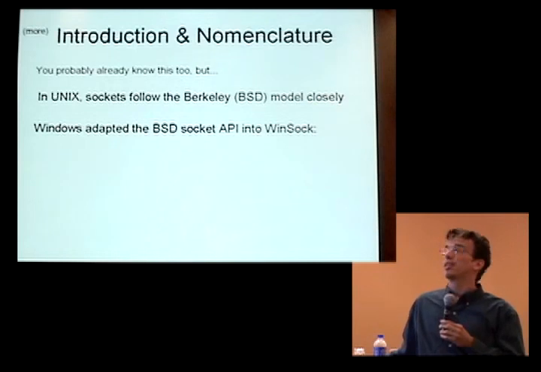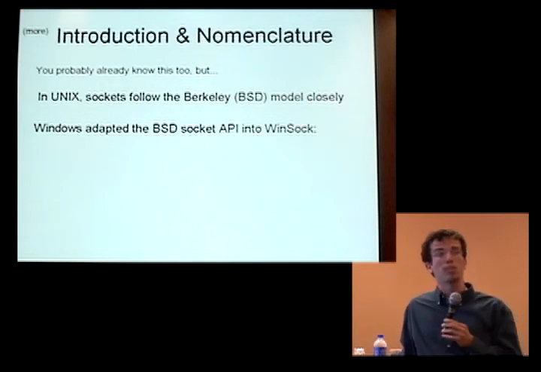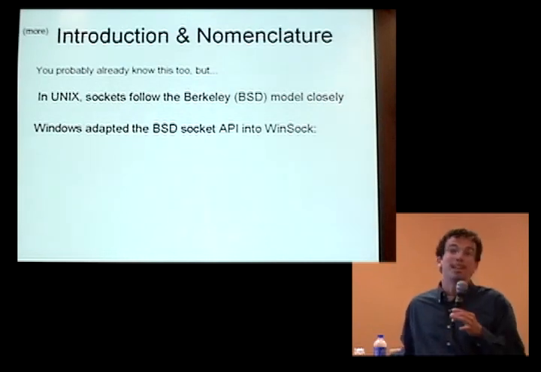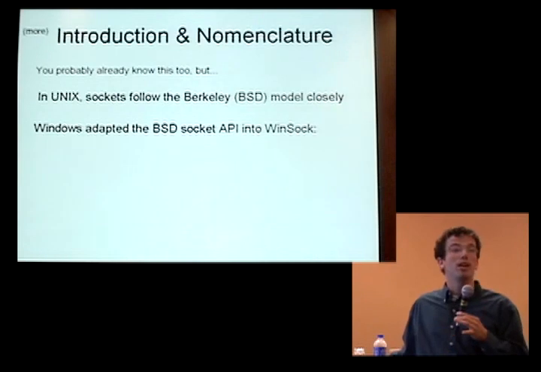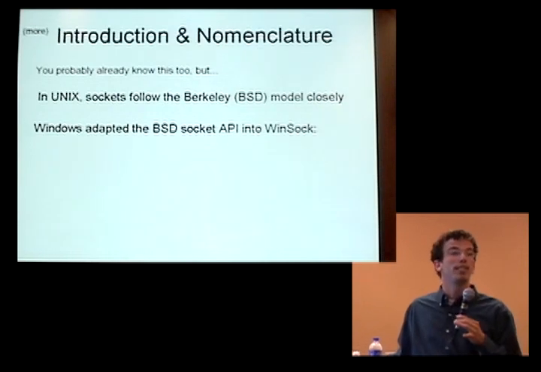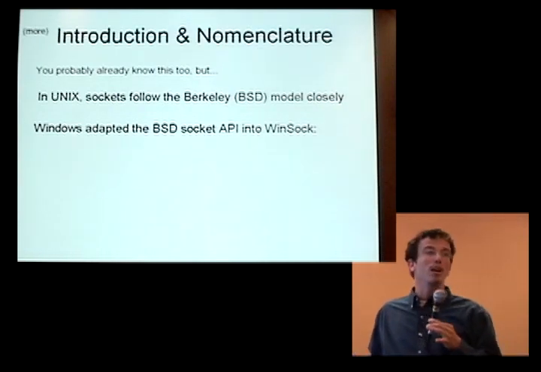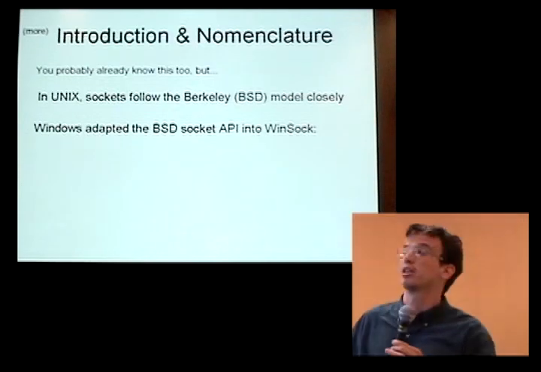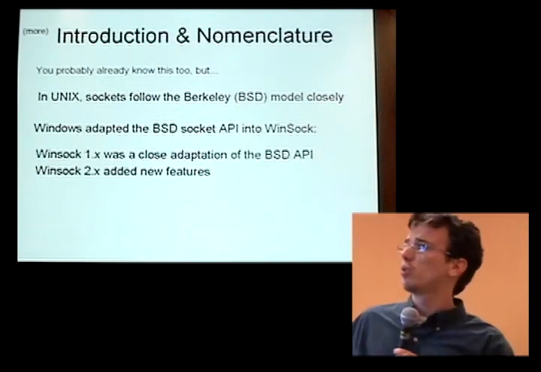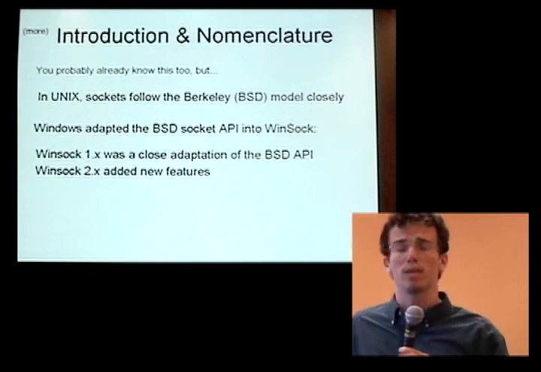The way that works is that Microsoft pretty much took the very same API, and for winsock version 1 they actually took the open source and just implemented it as their own. In fact, to this day, a lot of the command line utilities, namely ping, FTP, and all that, are simply ports of the Unix ones. So winsock 1.x was a very close adaptation of the BSD API.